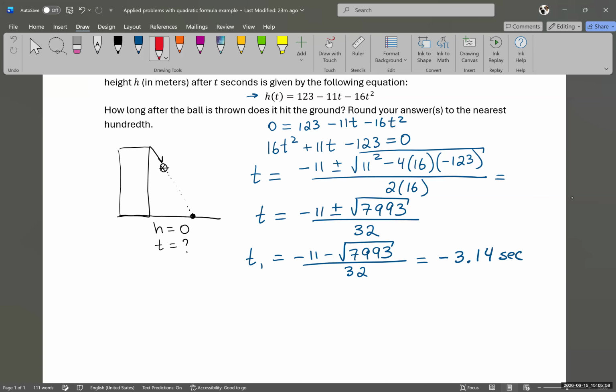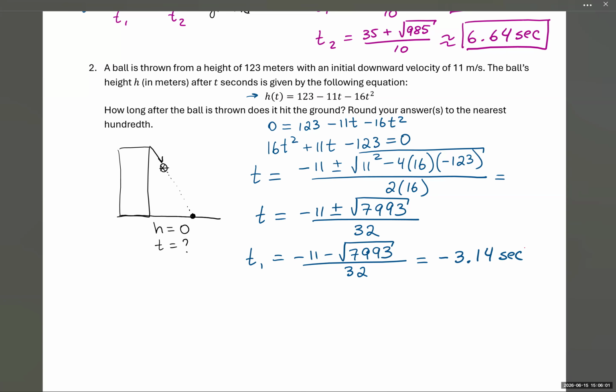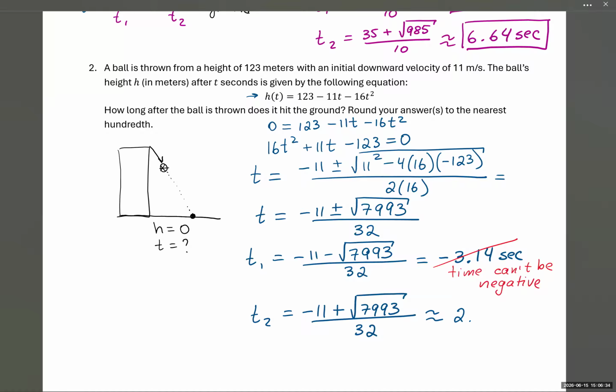Now, there is a problem with that. It is time, and seconds cannot be measured in a negative value. So time can't be negative. So this value will not be part of our solution. We can go ahead and plug it in one more time. T2 equals negative 11 plus square root of 7,993, divided by 32. Now, if you put that into a calculator, that is a positive result of 2.45 seconds.